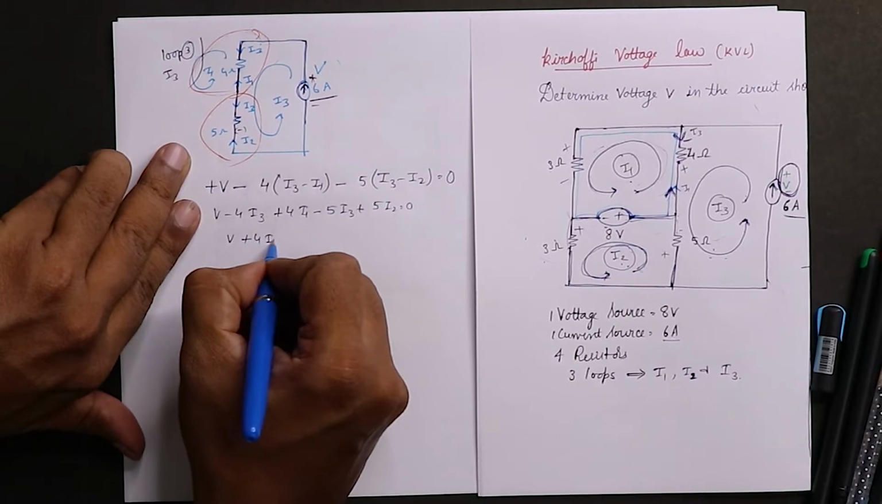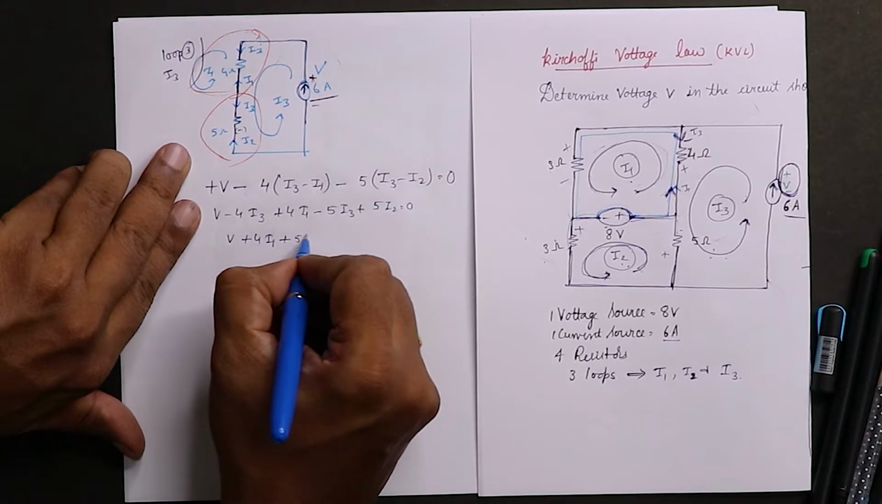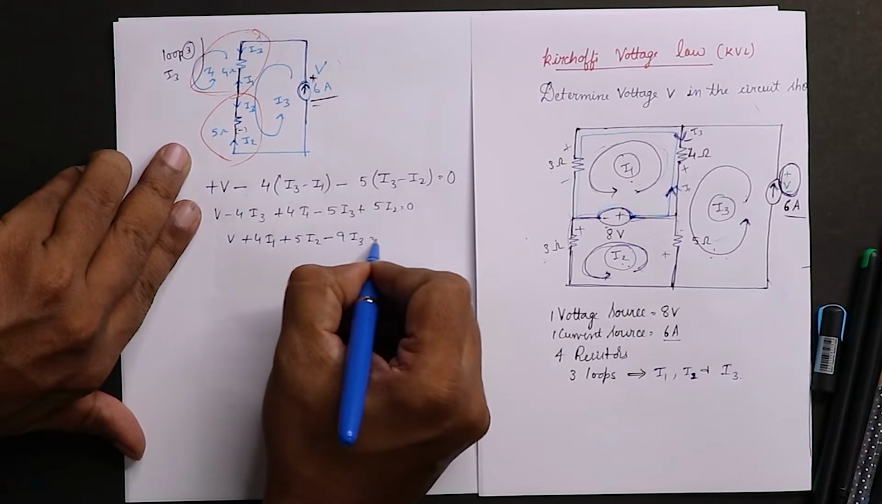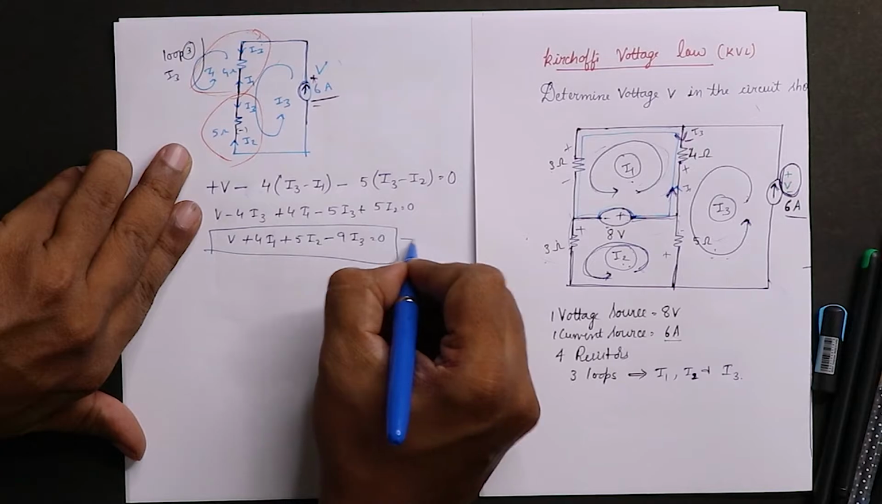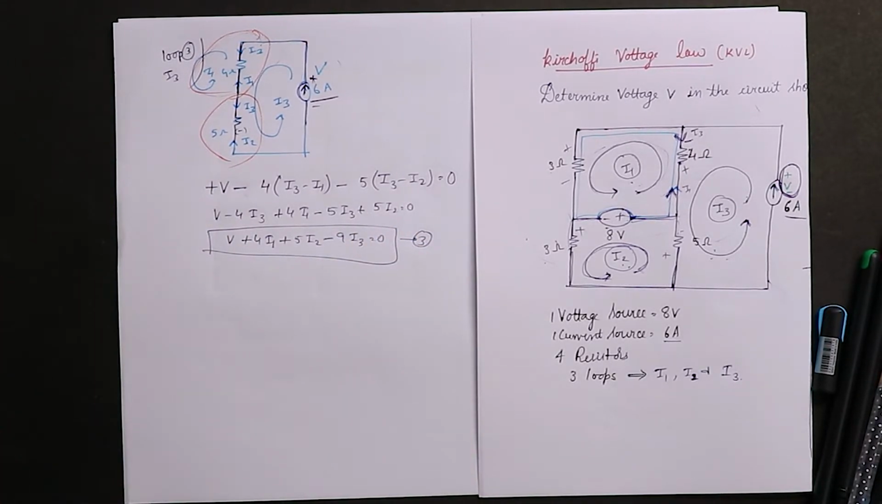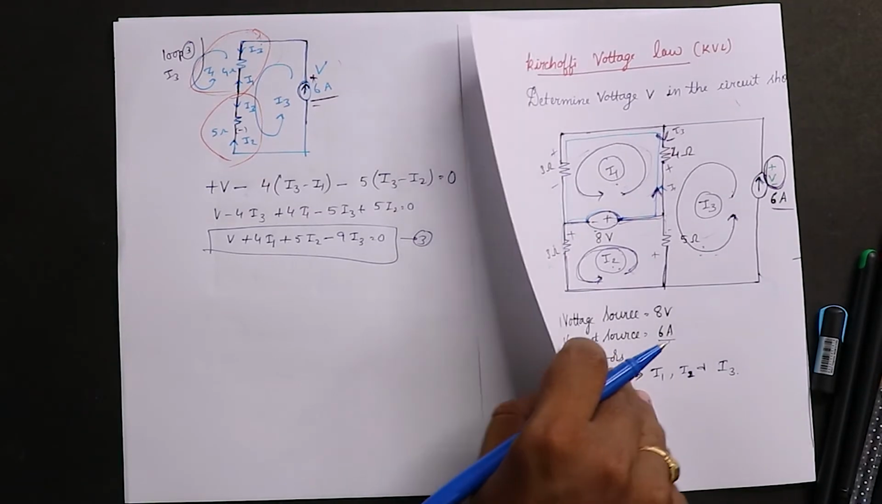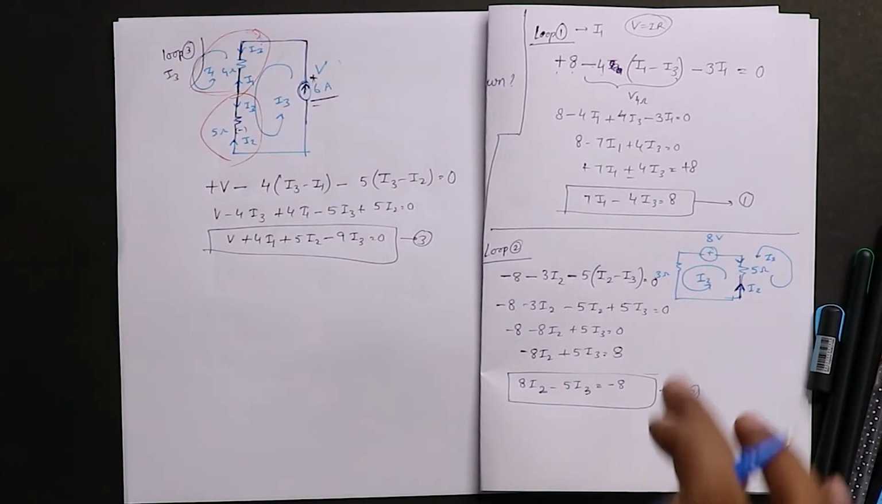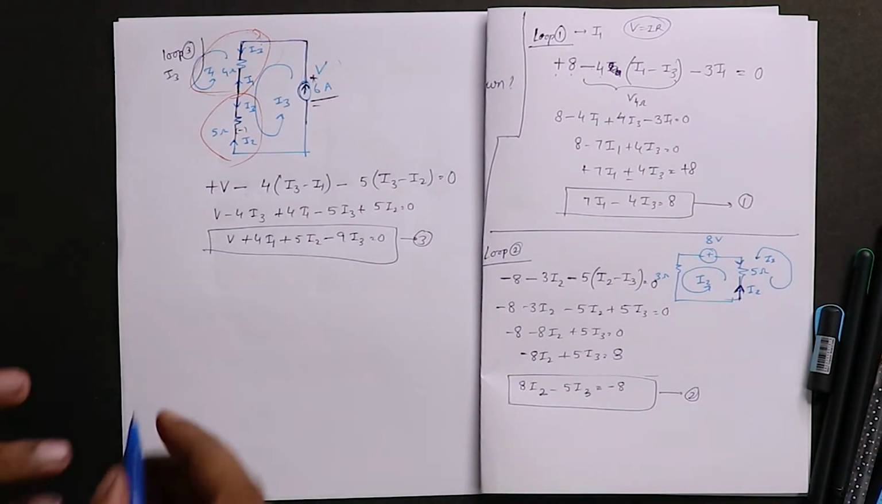I'll rearrange. I'll write I1 first, I2 next. So minus 4 minus 5 becomes minus 9 I3. So this becomes your loop 3. So now I have 3 loops. I'll take this one now. See, I have 3 loops: 1, 2, 3. I got 3 equations.